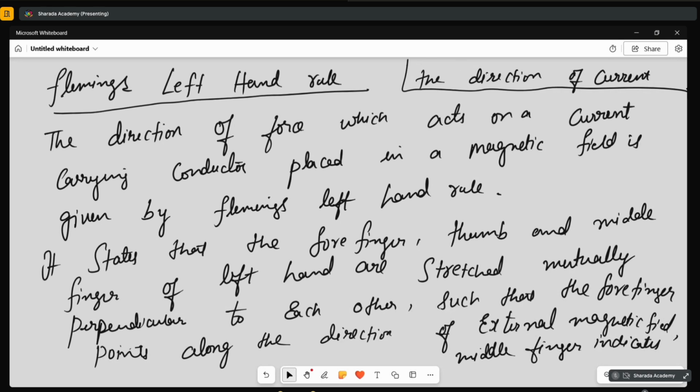And forefinger, thumb and the middle finger, all three we keep mutually perpendicular to each other, where the external magnetic field is indicated by the forefinger. Middle finger will indicate the current through the conductor. Then the thumb will indicate the direction of the force.